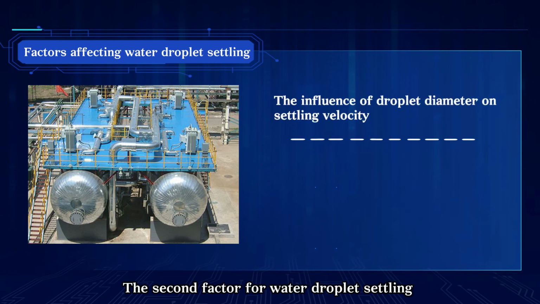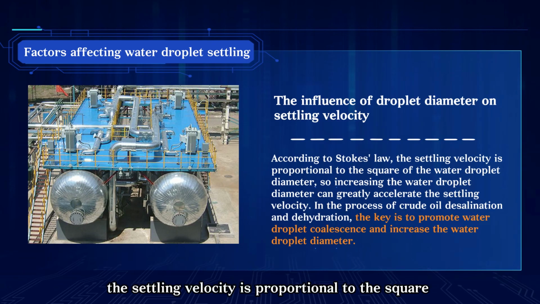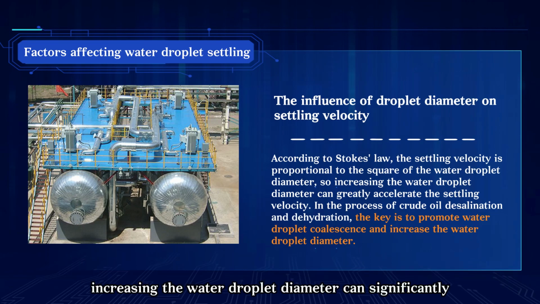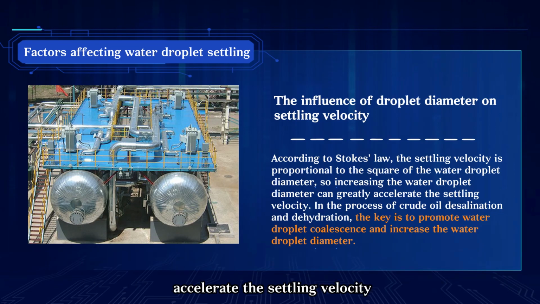The second factor for water droplet settling is water droplet diameter. According to Stokes' law, the settling velocity is proportional to the square of the water droplet diameter. Therefore, increasing the water droplet diameter can significantly accelerate the settling velocity. In the crude oil desalting and dehydration process, the key is to promote water droplet coalescence and increase their diameter.